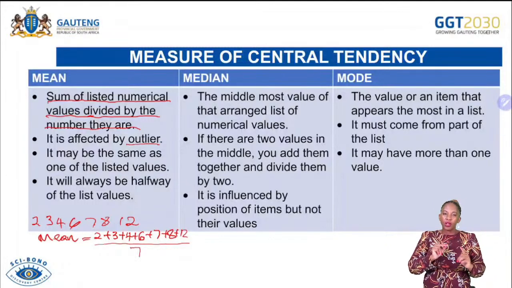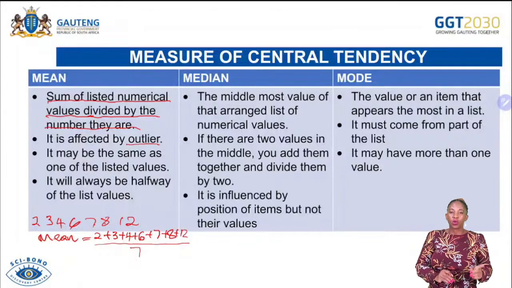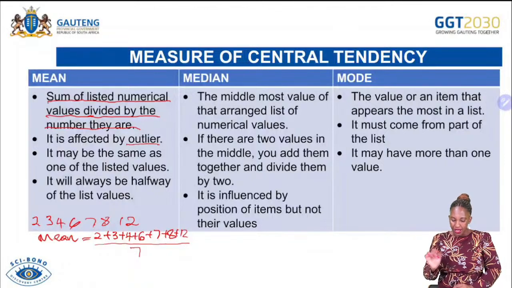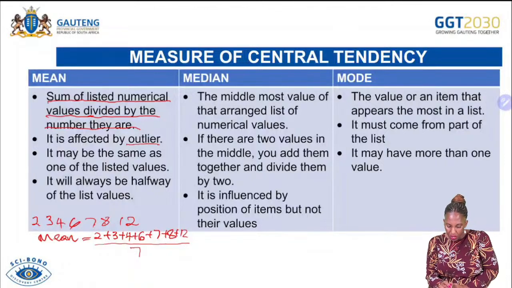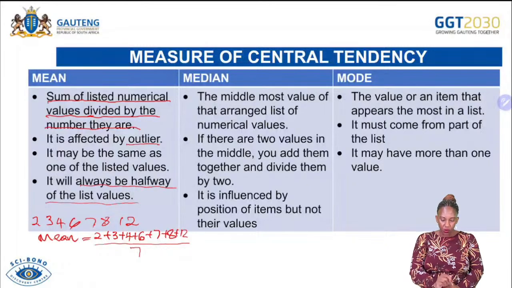So after we have calculated the mean, you'll find that one of the values in the data set is the same as the mean. So sometimes the mean might be the same as one of the listed values. It will always be halfway of the list of values.